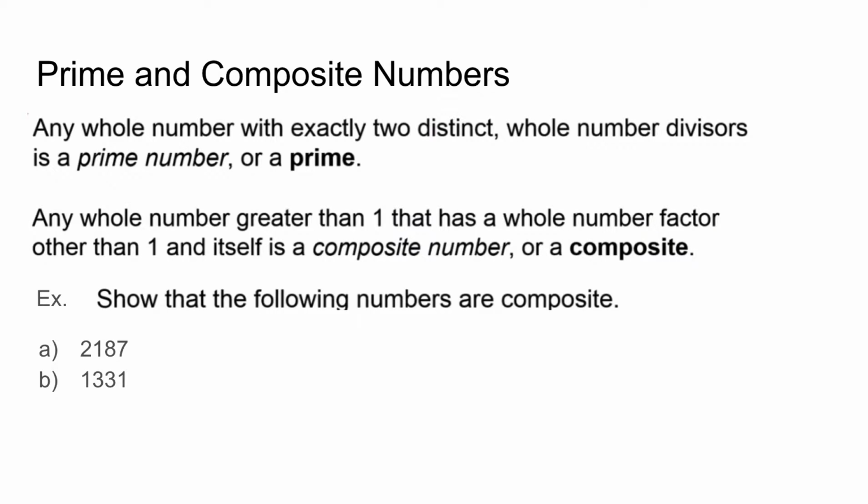Okay? Now, I want you to think about 2187. What do you think? Do you think 2187 is a prime number or composite number? Why? Once you are done, move on to 1331. Pause the video, figure it out, and then come back.